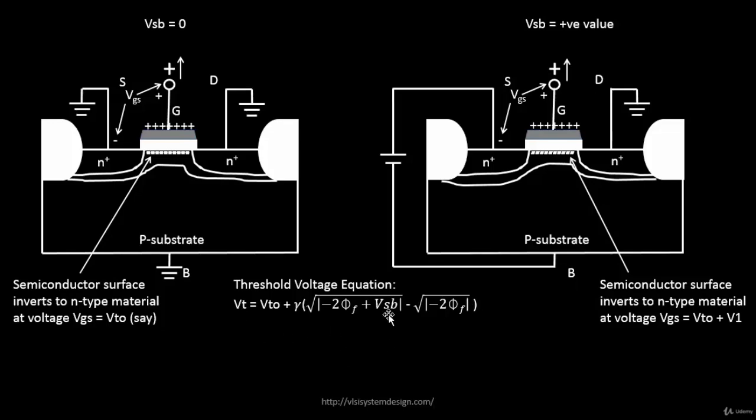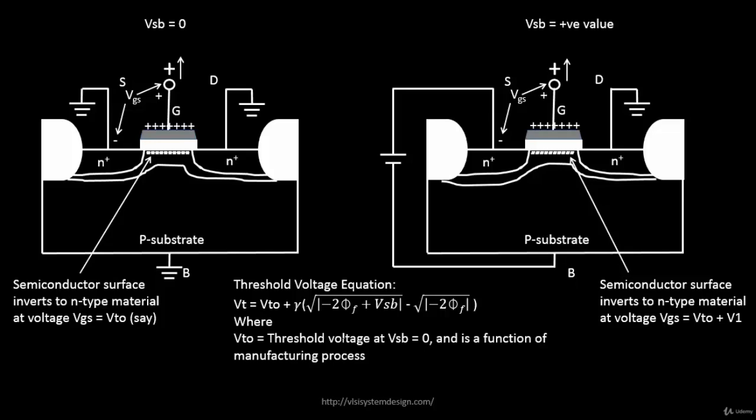But if you have VSB at some positive value, you need this extra potential to achieve the threshold voltage. So that's pretty much it. And if you see, VTO is the threshold voltage at which VSB equals 0, and it's a function of the technology parameters. I'll come to the VTO equation in some time from now.